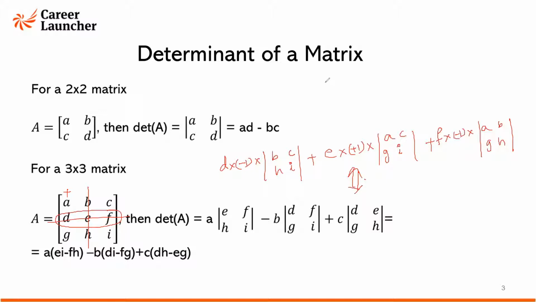Basically, it is nothing but the sum of the products of all elements and their cofactors in one row or column.